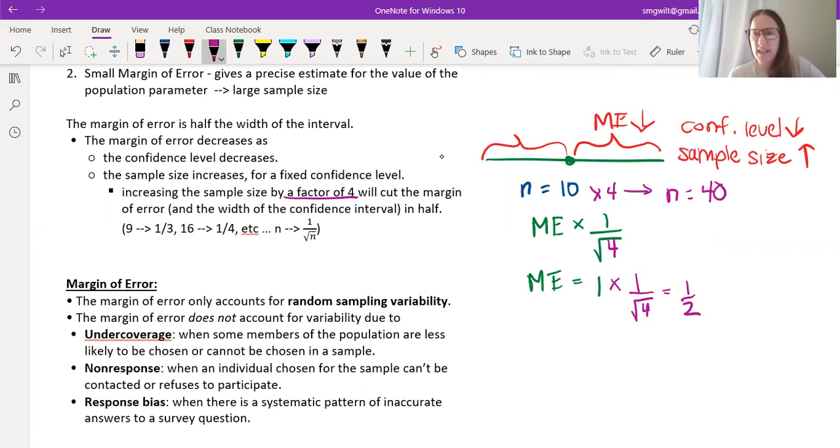So this only works exactly when I have perfect squares that I'm multiplying by, right? So if I am increasing my sample size by a factor of 9, because 9 is the next perfect square after 4, then that's going to reduce my margin of error by 1/3. If I multiply by a factor of 16, 1/4. If I multiply by a factor of 25, 1/5. And so that's how that works.